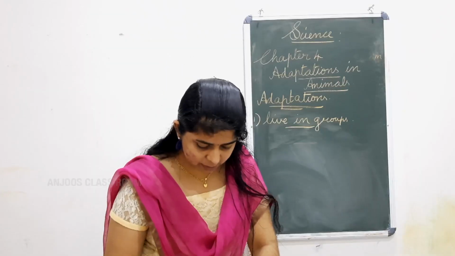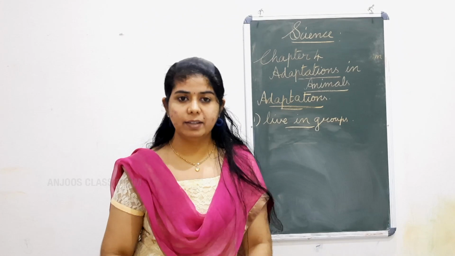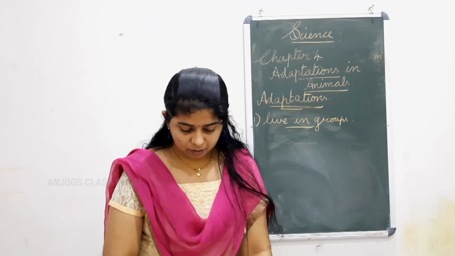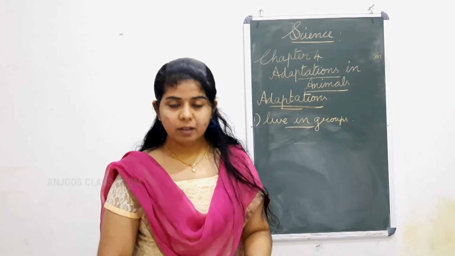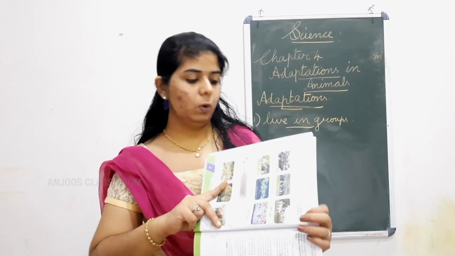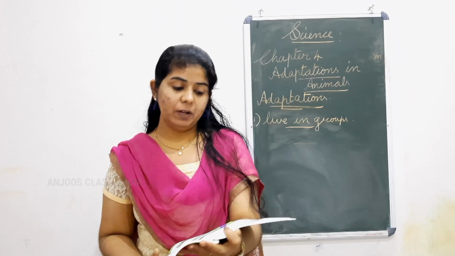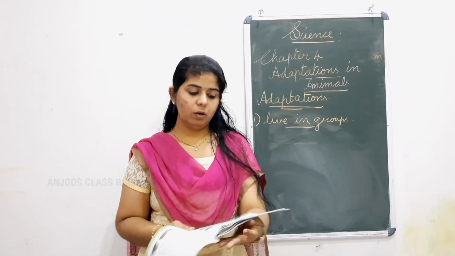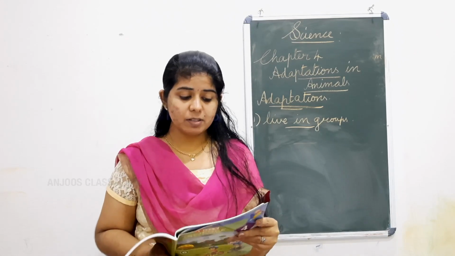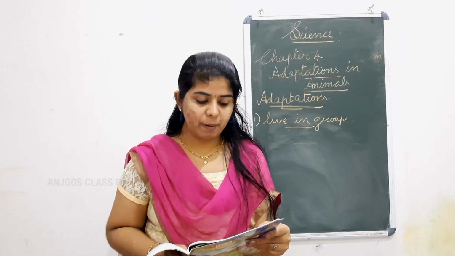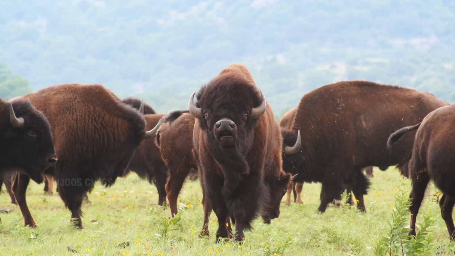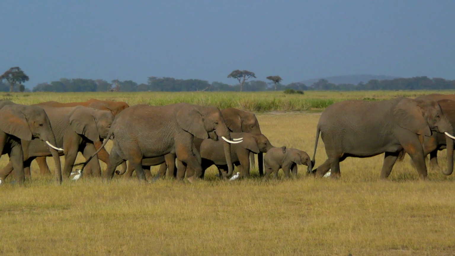It is given in your textbook, page number 22. You can see there some animals, how they move in groups. Can you see it? Page number 22, adaptation of animals according to their habitats. What is given there? The first one is a herd of bison. Then a herd of elephants.